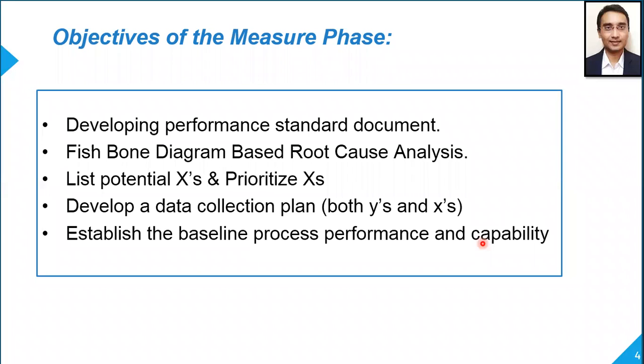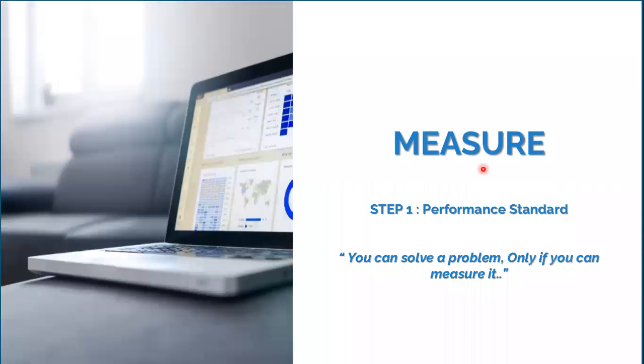And finally, in measure phase, we're going to establish the baseline process performance and capability. Now, what is baseline process performance and capability? We're going to look into it in detail in the step of capability. So likewise, we do have 5 different steps in measure phase. So let's go into these steps one by one, starting with the performance standard document. Right, so measure phase, step 1, performance standard document.